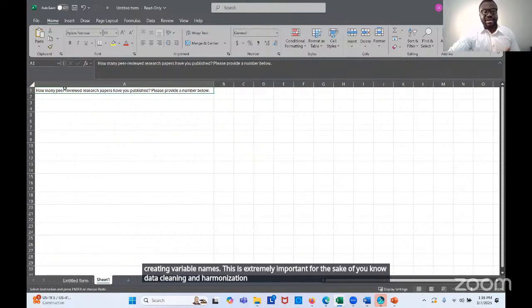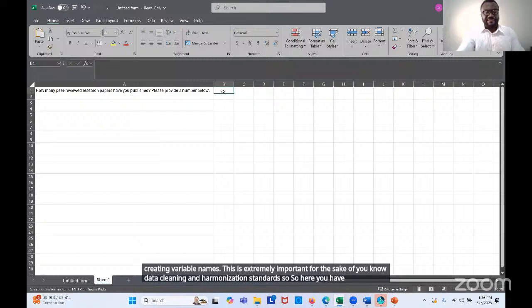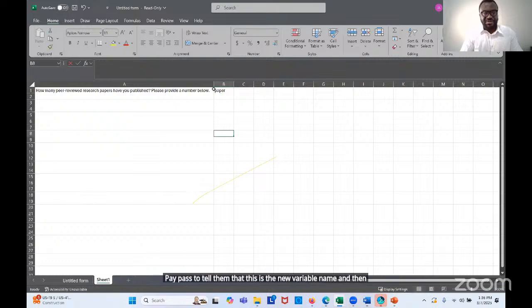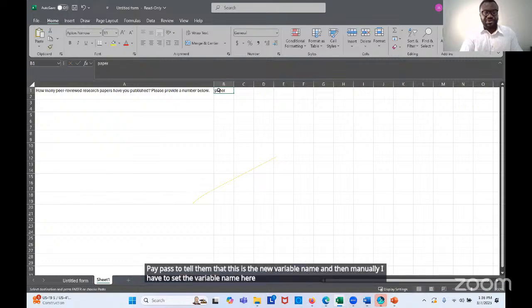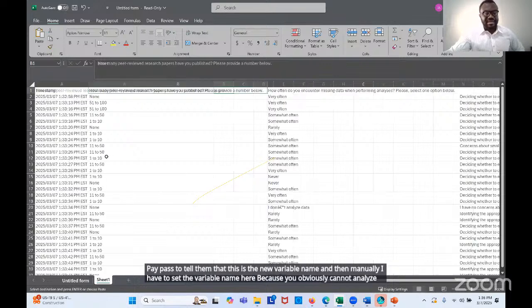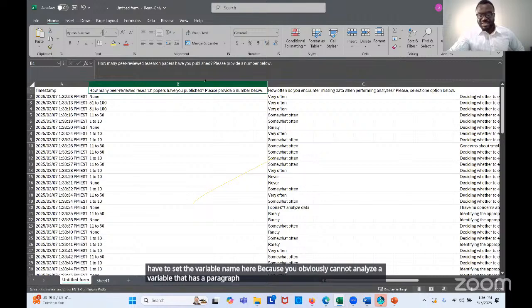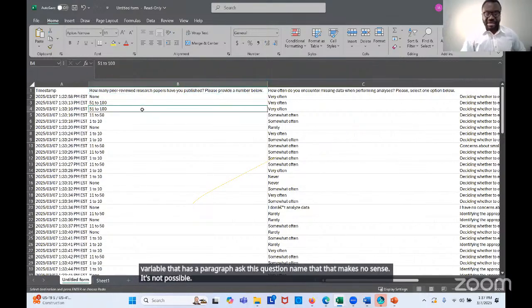So here you have to start manually assigning variable names. Here, the platform determines that this is the variable name, and then manually I have to set the variable name here, because you obviously cannot analyze a variable that has a paragraph as its question name. That makes no sense, not possible, right? So that is the first thing we have to do.